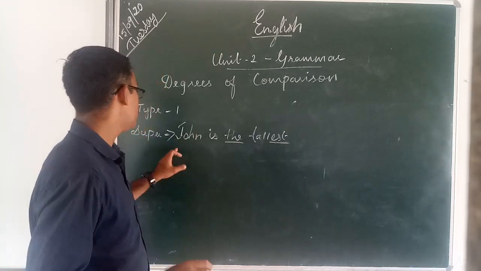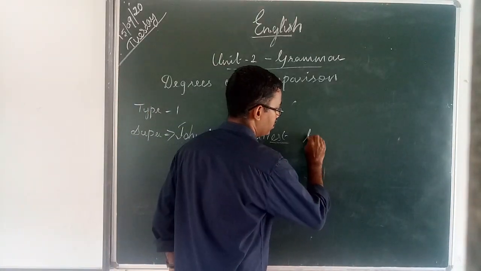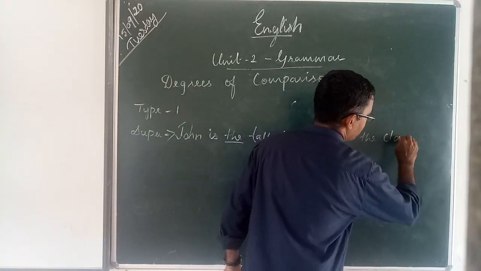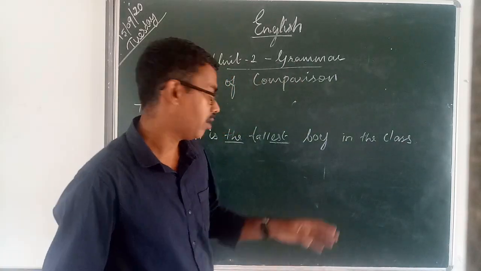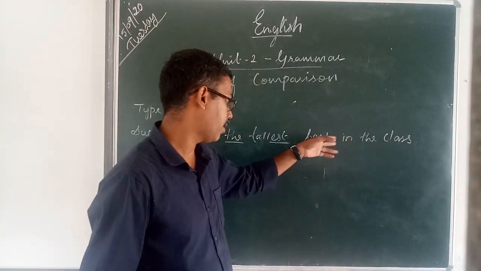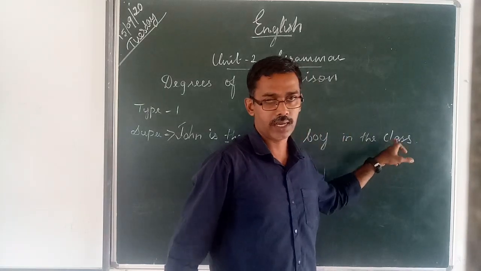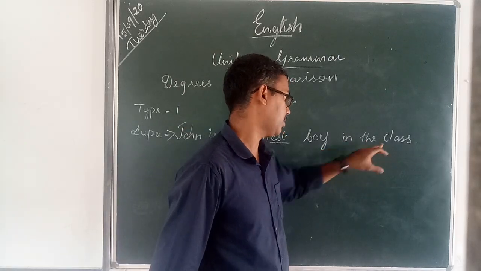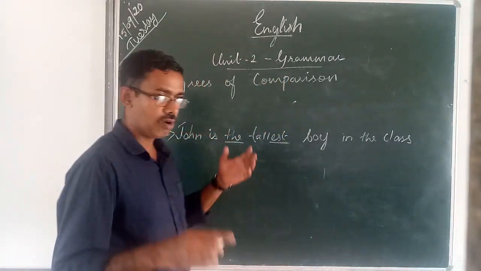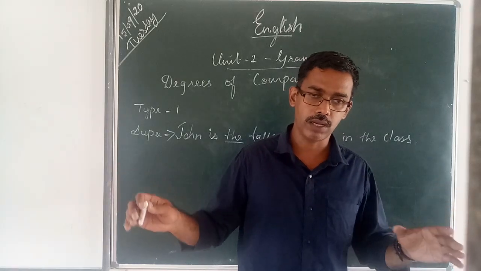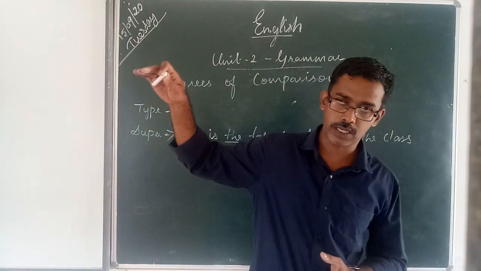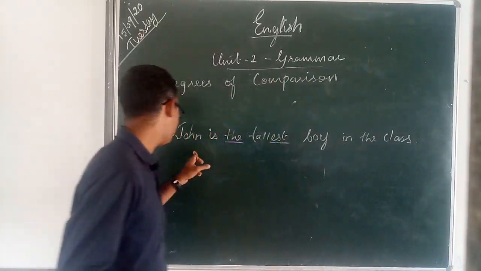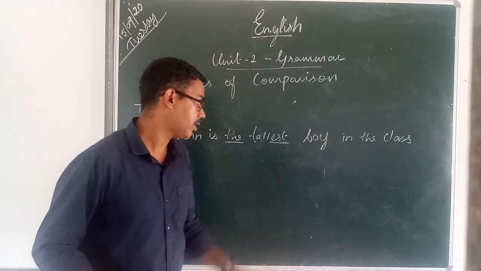Understood? John is the tallest boy in a class or group or anything else. For your understanding, I am writing this. John is the tallest boy in the class. That means in a group of boys, he is the number one. He is the tallest one. All of them come under him. That's the meaning of the line.